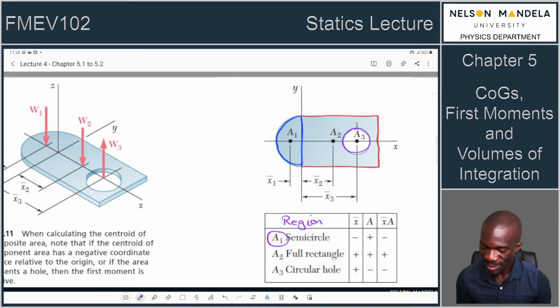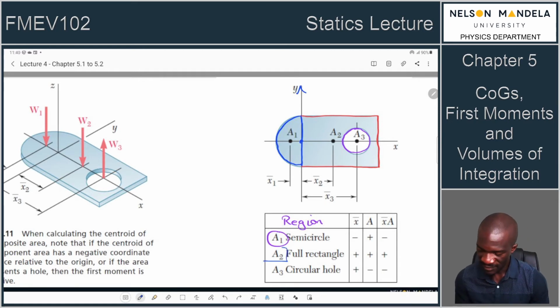Now, that centroid calculation, as you can see, our x-axis, this is where we have our y-axis. So this position is actually in the negative. For that reason, it will generate a negative first moment, right? Then its area is obviously positive just because we have material.